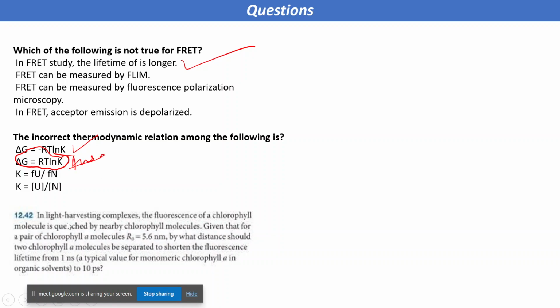Now next question. In a light harvesting complex, the fluorescence of a chlorophyll molecule is quenched by nearby chlorophyll molecules. Given that for a pair of chlorophyll a molecules, the R naught, the Förster radius, is 5.6 nanometer, by what distance should two chlorophyll a molecules be separated to shorten the fluorescence lifetime from 1 nanosecond to 10 picoseconds? So they're asking about the distance between the donor and the acceptor molecule, the r, when the lifetime is shortened from 1 nanosecond to 10 picoseconds. So how will you calculate the r here?